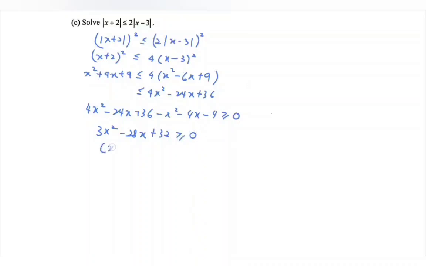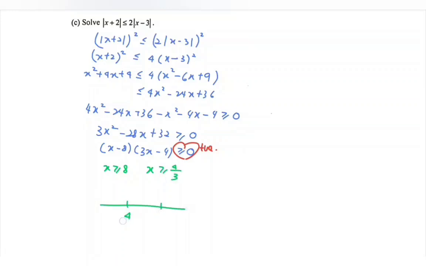Factorize the situation. We have (x - 8)(3x - 4) greater than or equal to 0. Since this is the simplest form, we have to determine the sign where we have the positive sign. Next, assume always positive. x greater than or equal to 8, x greater than or equal to 4/3. Illustrate the situation on the real number line. We have 4/3 and also the 8.